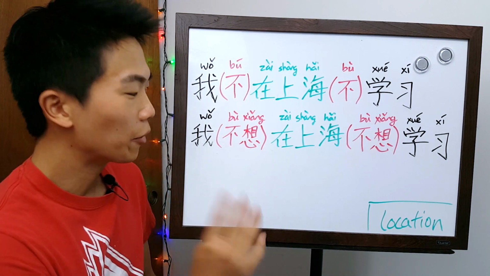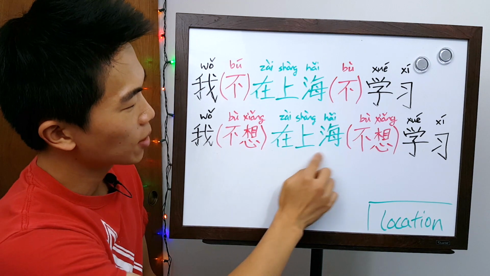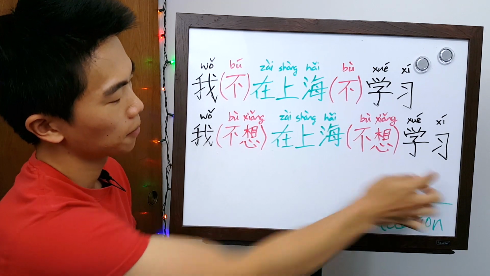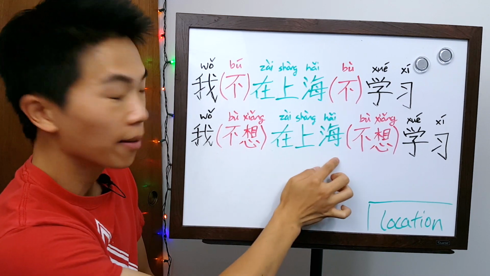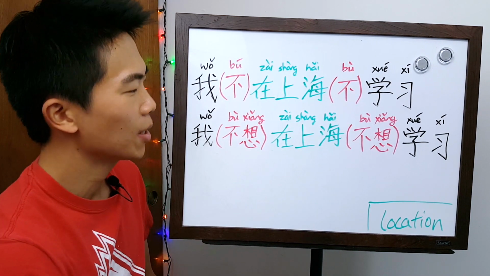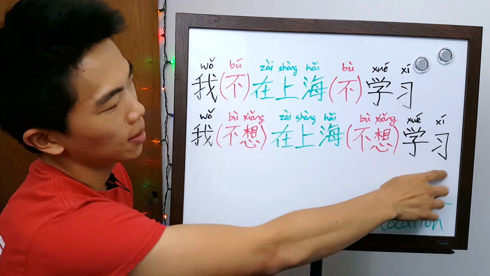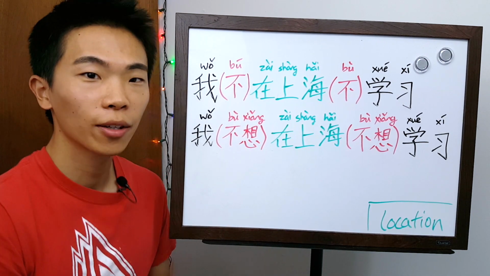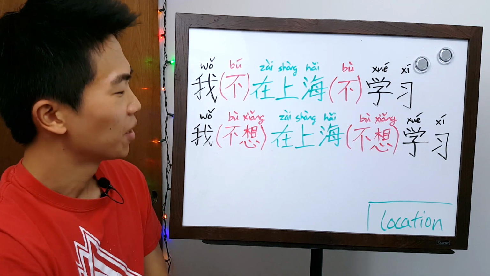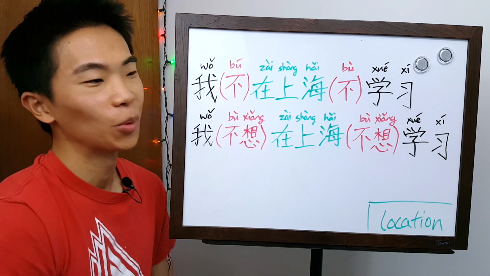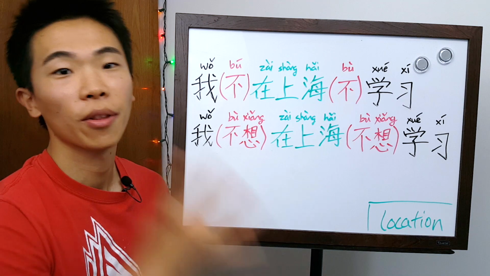Or the fourth scenario is 我在上海不想学习. Again, you are in fact in Shanghai. 我在上海. That's a true statement. But what's not true is you 不想学习. You don't want to study. You are going to Shanghai, but you don't want to study there. Maybe you want to play. 我在上海不想学习. 我想去玩. So those are the 4 scenarios.